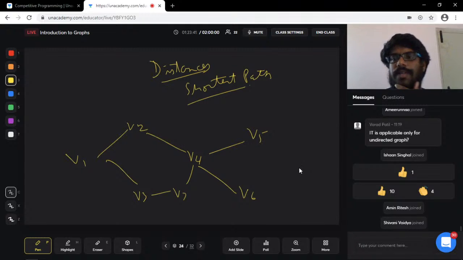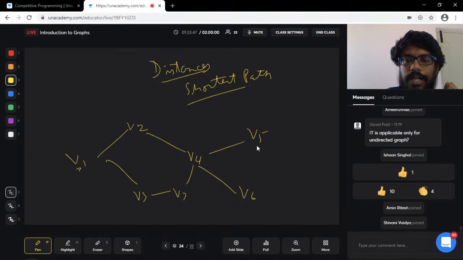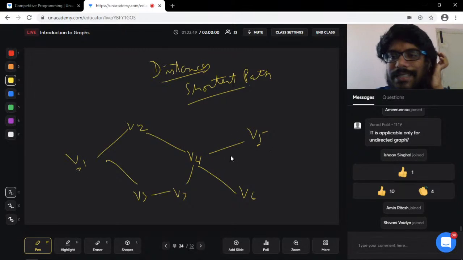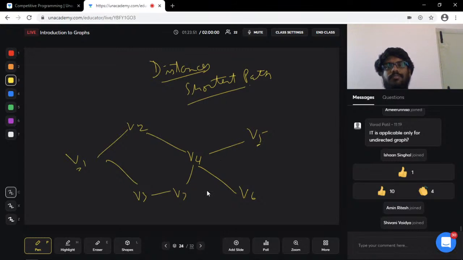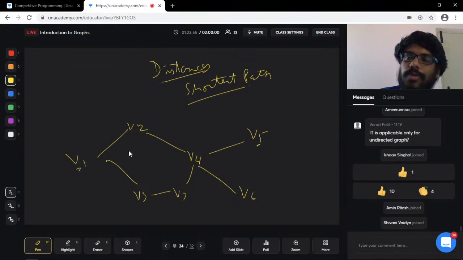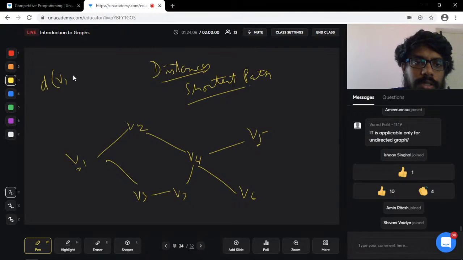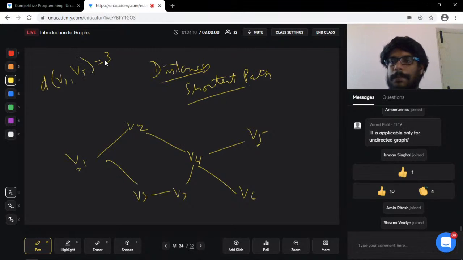Suppose this is the graph that we have, okay? And suppose I want to find the distance between V1 and V5. So the distance is nothing but the number of edges I have to travel to reach V5 from V1. So the shortest distance is going to be to go to V2 to V4 to V6. That is, I travel 3 edges. So distance of V1 comma V5 is 3.